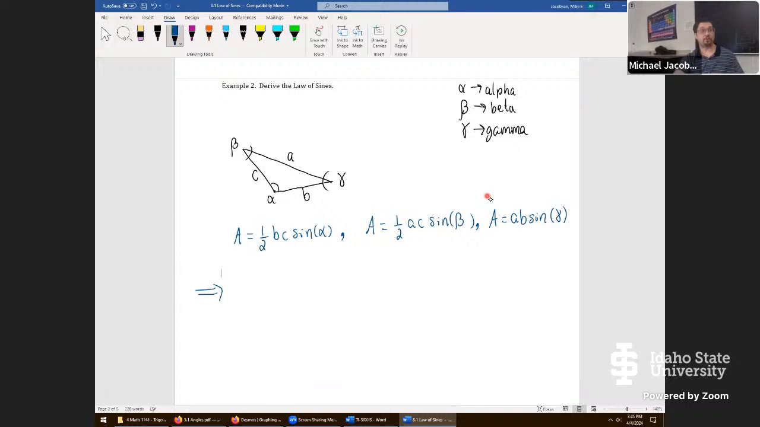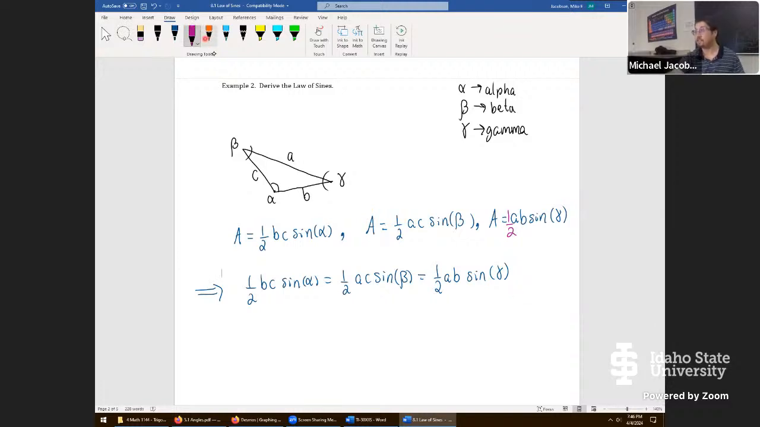This implies we can equate all 3 sides. 1/2 BC sine alpha is now equal to 1/2 A times C times sine beta, which is finally also equal to, oh, that's a typo, isn't it? Let's fix that one. A 1/2 goes there, so now it's good. Double check your work as you write them down. It's equal to 1/2 AB sine gamma. So here is the derivation so far, but it's still not the law of sines.